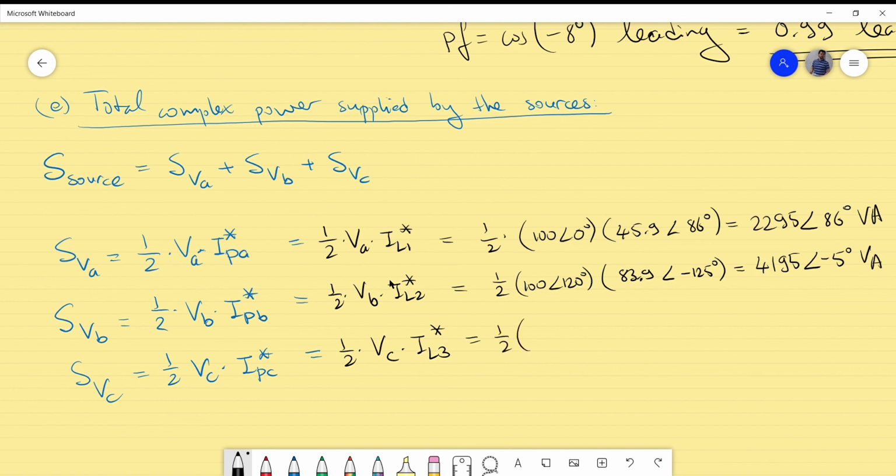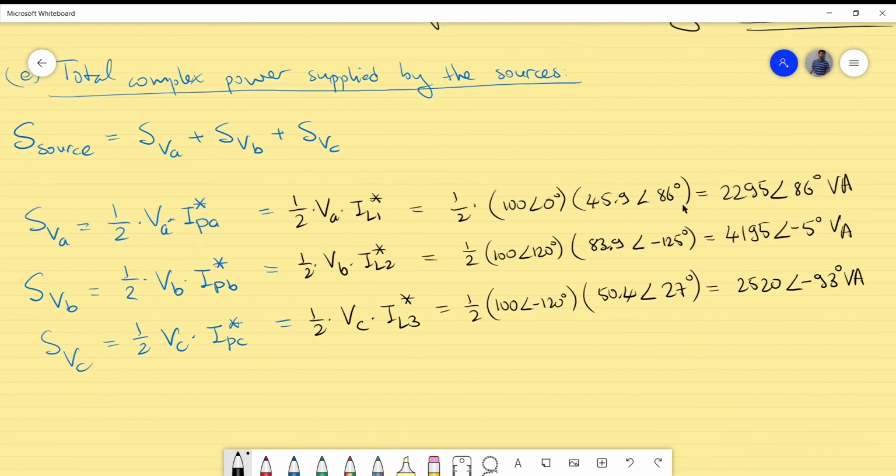And for the last one will be half times 100 volts with the phase orientation of minus 120 degrees. And the phase of the current of IL3, again in complex conjugate form, will be 50.4 phase 27. It was minus 27, it is now plus 27 due to the complex conjugate. And you will have, that was actually for this one, 2520 phase minus 93 degrees, and it will be also volt amperes. So I have actually all of them, and I can now add the values here.